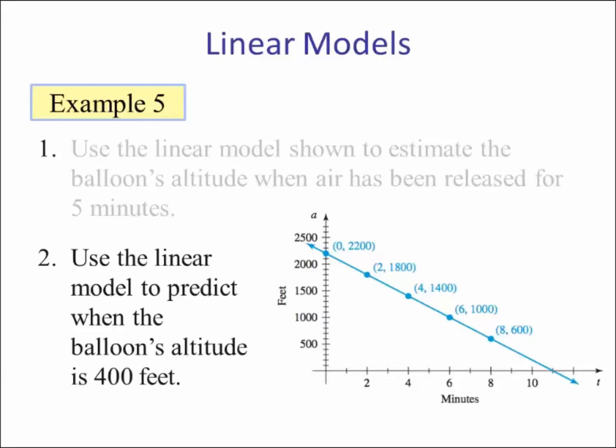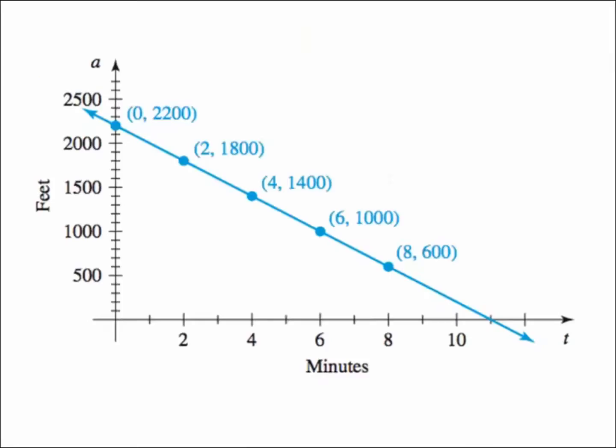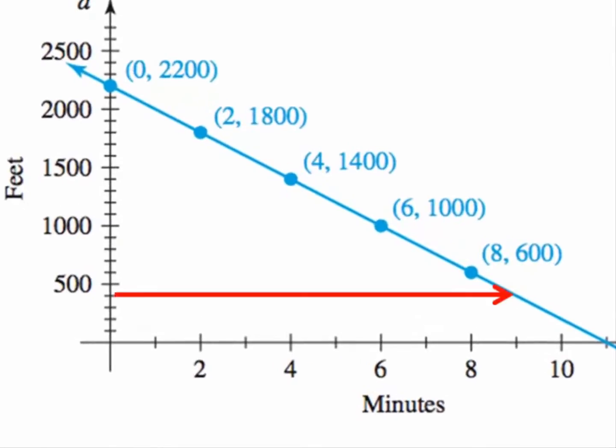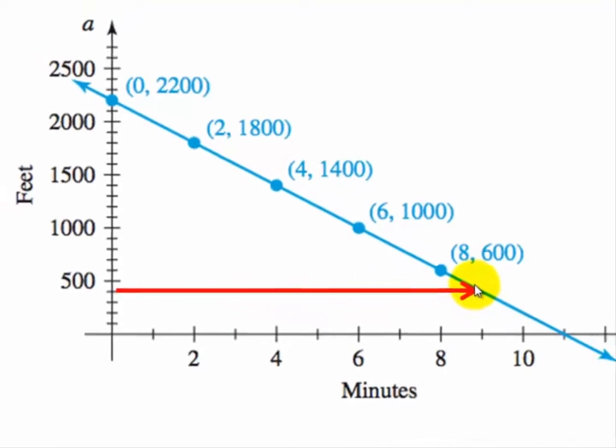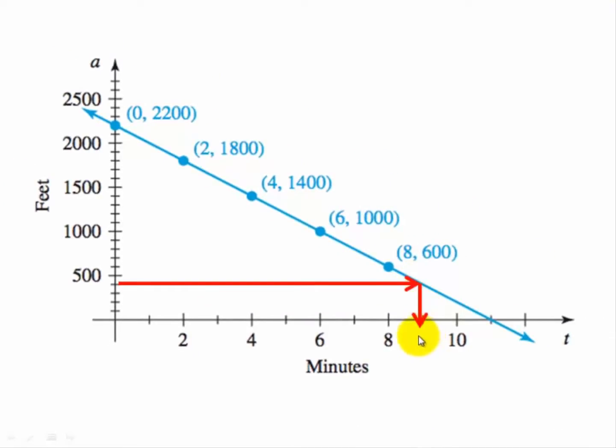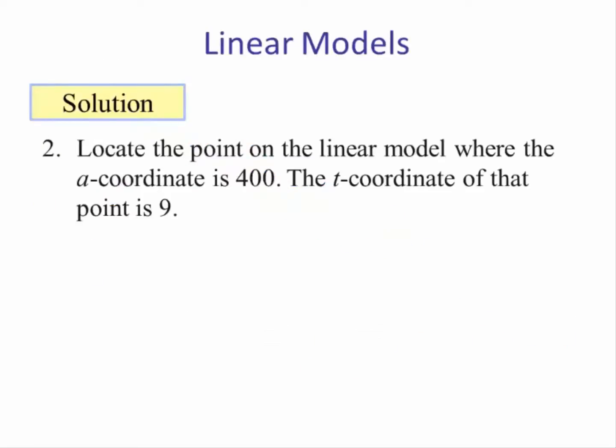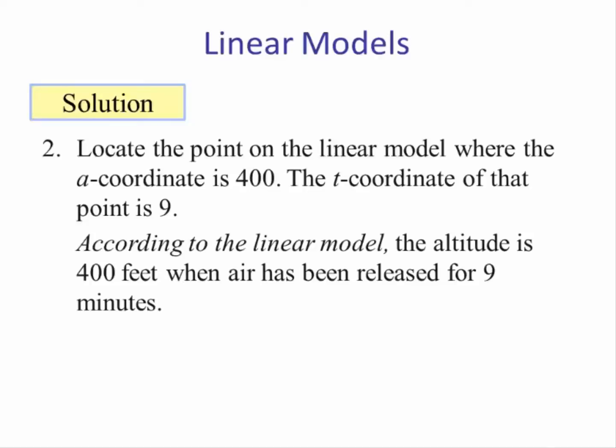Number 2, we're going to use this model to predict when the altitude is 400 feet. So this time we're given an A and we want to find T. So we go back to the model. We go to 400 altitude, and we want to see what T this is, and we would estimate that T would be equal to 9 minutes. So the T coordinate is 9, the A coordinate is 400. So if we were to interpret this, we would say, according to the linear model, the altitude is 400 feet when the air has been released for 9 minutes.